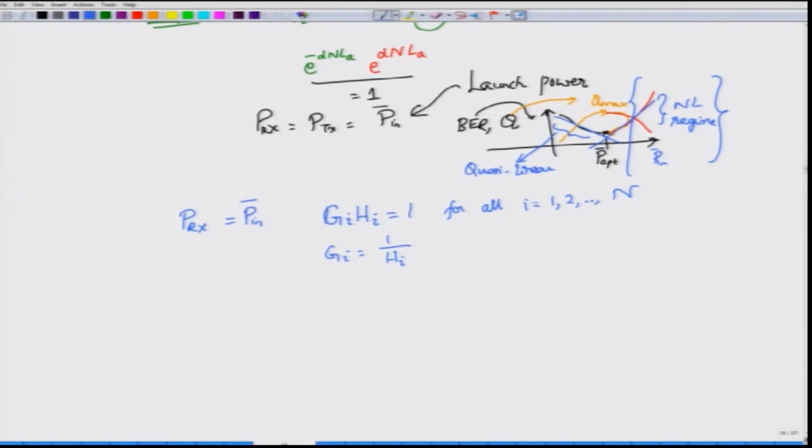If this is all that we had, our life would have been so easy. Unfortunately, what we have is just one part of the solution. We have not looked at what happens to the amplified spontaneous emission. That is what we want to look at.